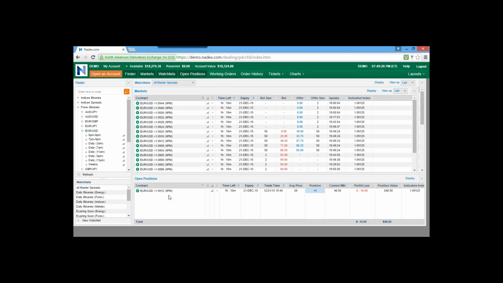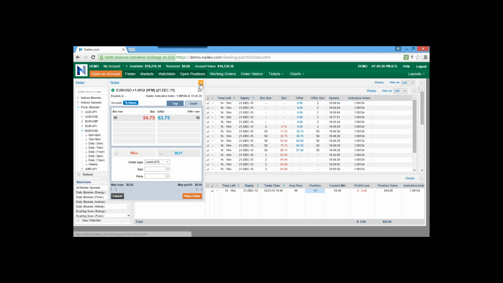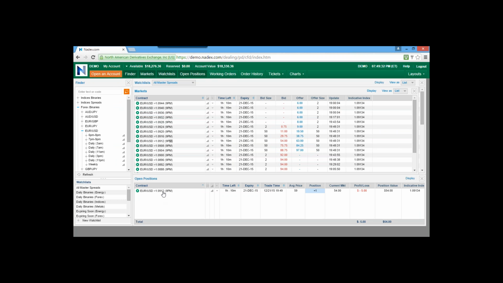So I bought this binary right here, the 0912. See? 0912. That's the one I bought. And I bought it for 59 bucks. Average price means how much you paid for it.